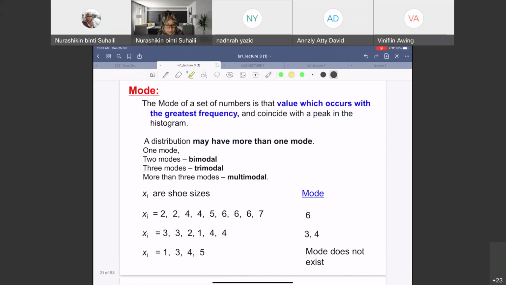Okay, the next one is mode. Mode is defined as the value which occurs with the greatest frequency. Greatest frequency. Okay, let's say we have this example. You can see that the one that occurs with the greatest frequency is this one, right? Because it occurs 3 times. The rest are only twice for 2 and 4, and only once for 5 and 7. So the mode value is 6.